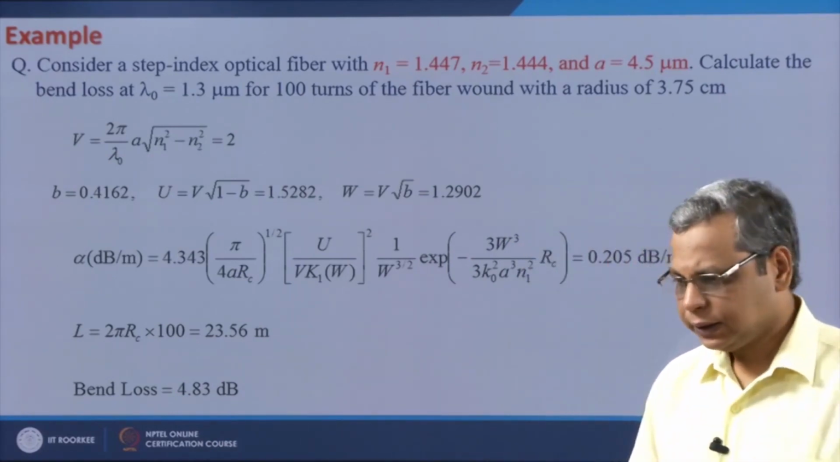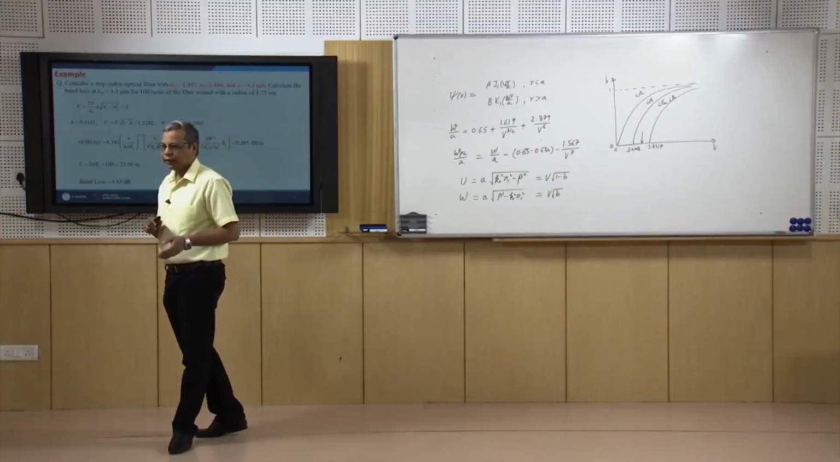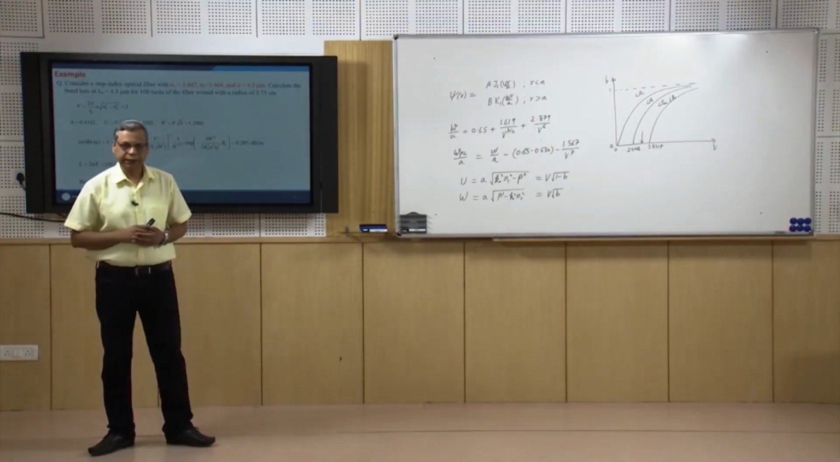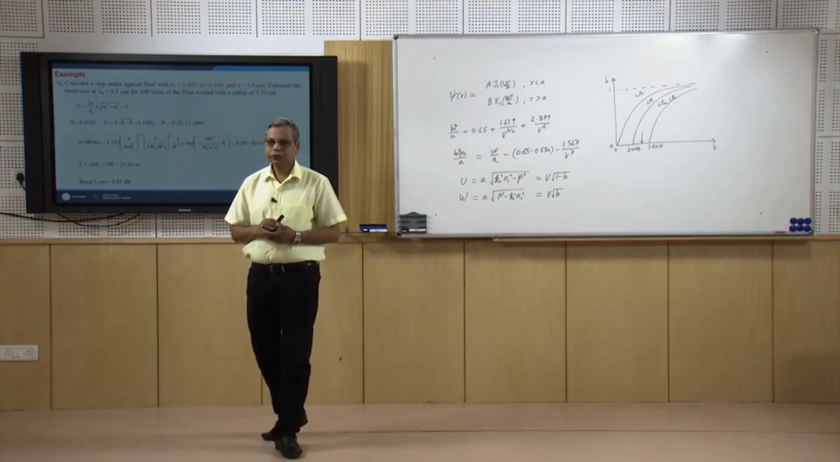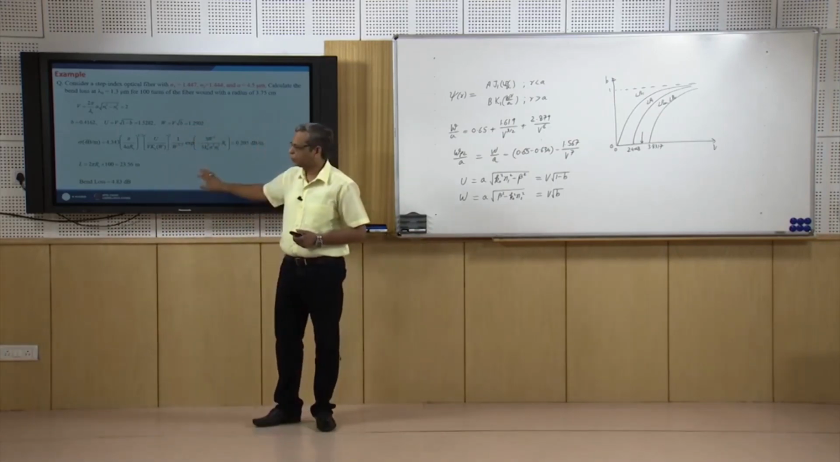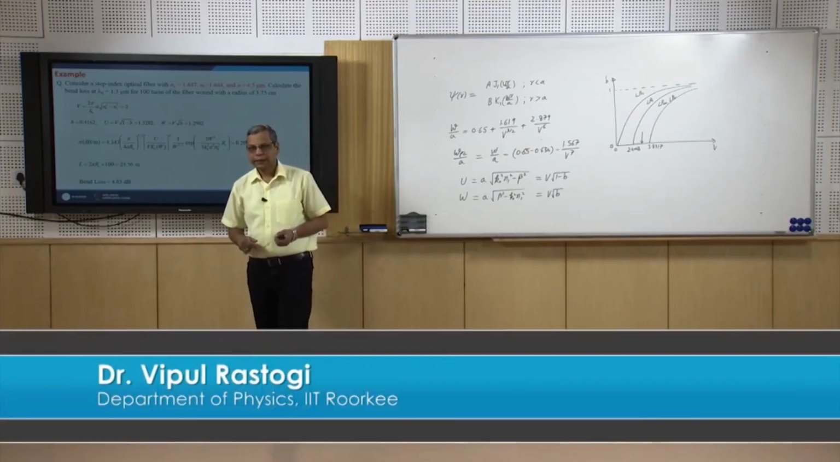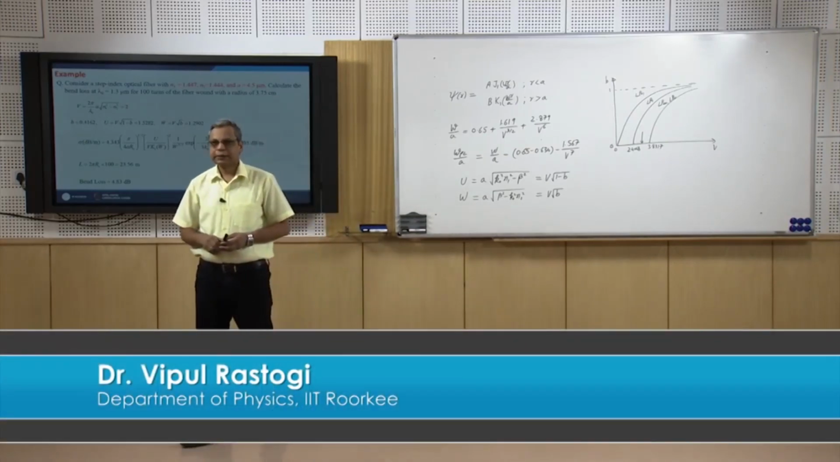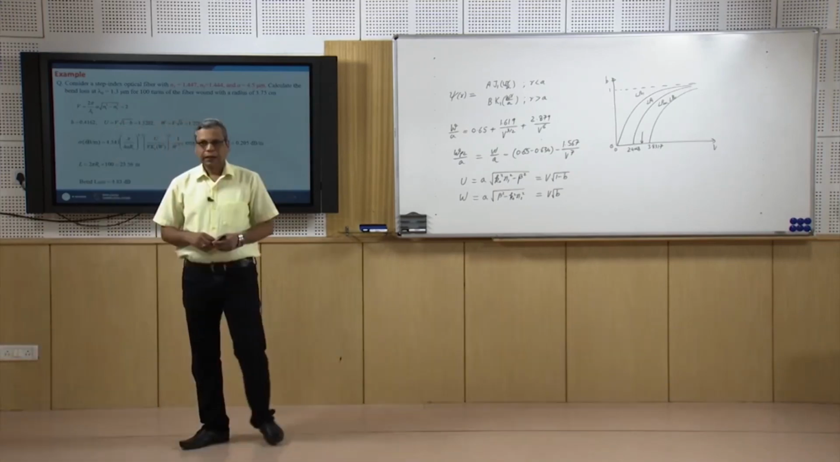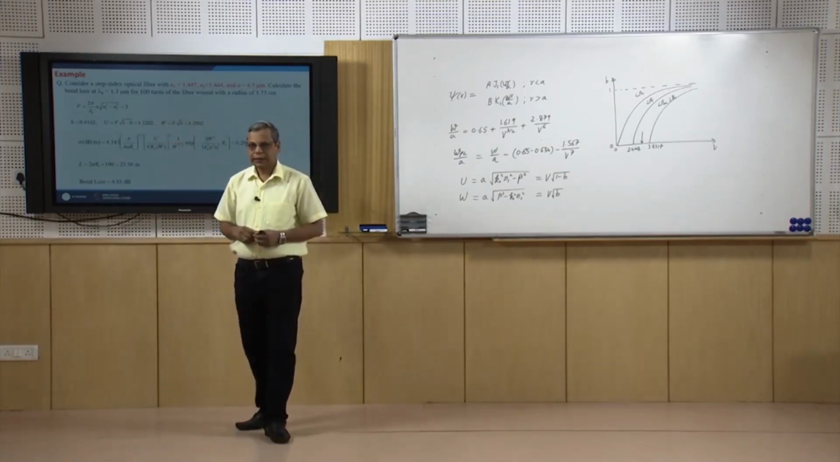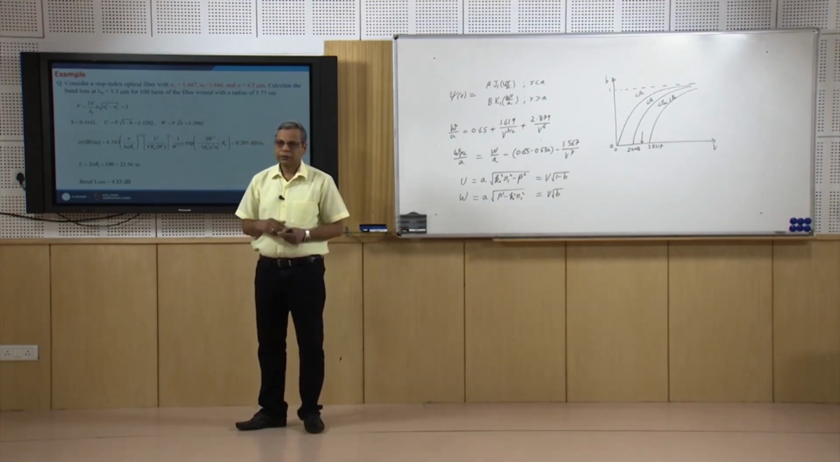So, in this lecture we had seen a few more spot sizes, Petermann 1, Petermann 2 and Petermann 3, and also seen the bend loss of the fiber. In the next lecture we will study what happens if I join two fibers together, what kind of losses it causes and what are the sources of these losses.